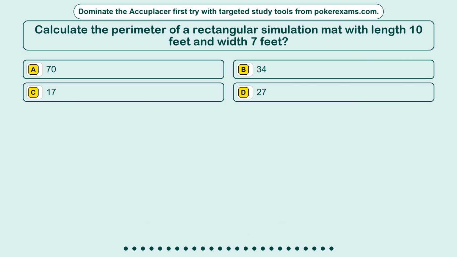Question 12. Calculate the perimeter of a rectangular simulation mat with length 10 feet and width 7 feet. Option A, 70. Option B, 34. Option C, 17. Option D, 27.